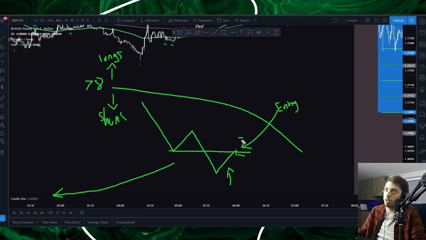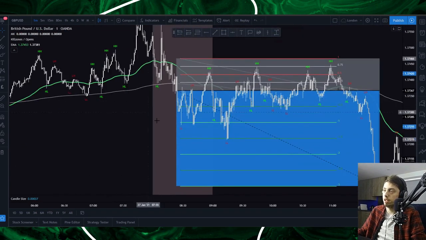So 4 pips. For our target, all we're doing is tripling the stop loss. So 4, 8, 12, 12 pip take profit, bang, down there, okay? Pretty simple. So this is what we're looking for in general. Now let's go over to the chart and I can show you this.